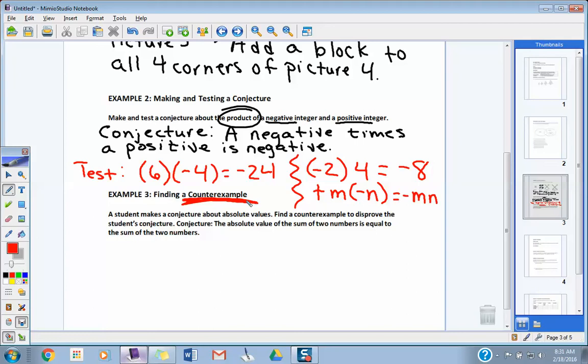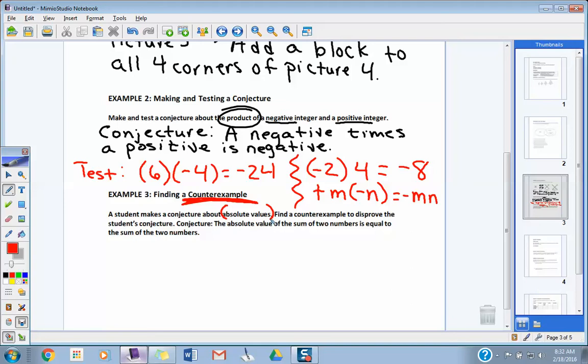So here's a statement that they put up here, guys. It says a student makes a conjecture about absolute values. Okay, remind me again, what's it mean to be absolute value? How about a question? Absolute value of 10, what is that? 10. Absolute value of -16, what is that? 16. Okay, so absolute values are, for the most part, going to be positive. They represent the distance from 0. So they make this conjecture right here. We need to find a counterexample to disprove this student's conjecture.